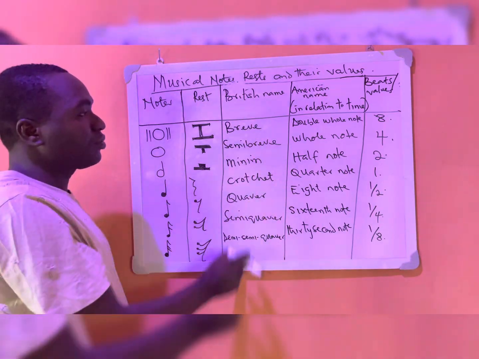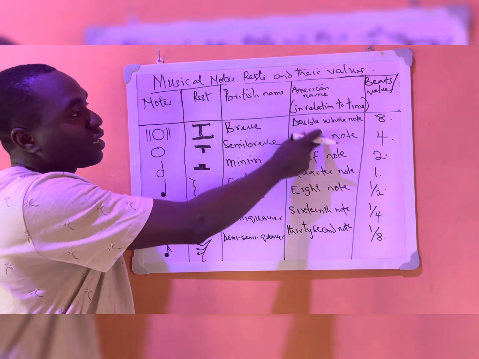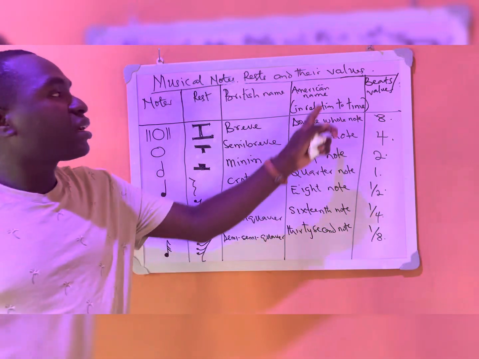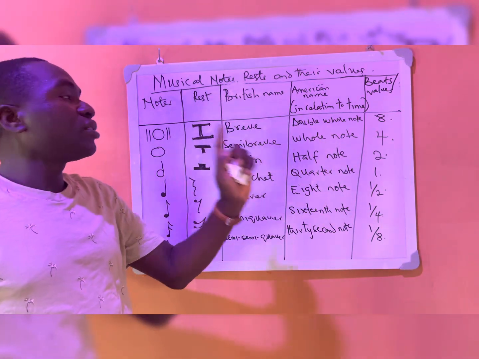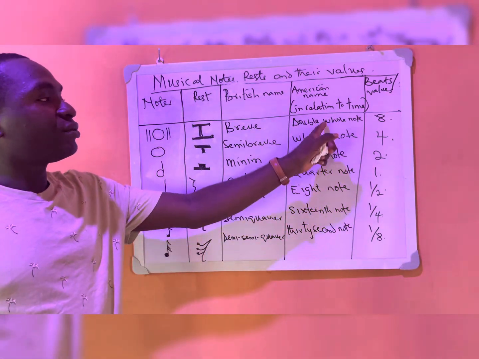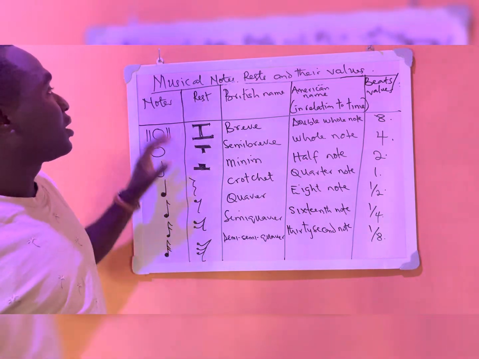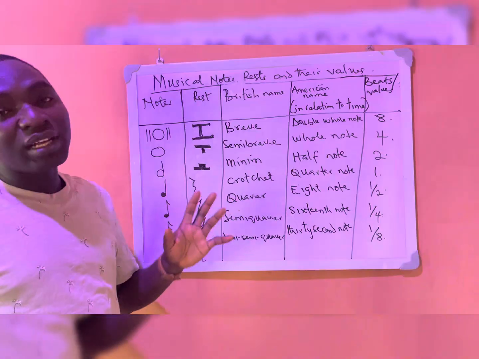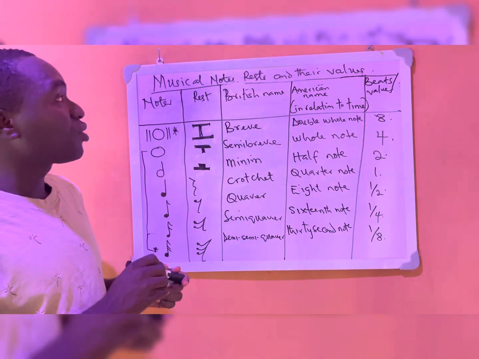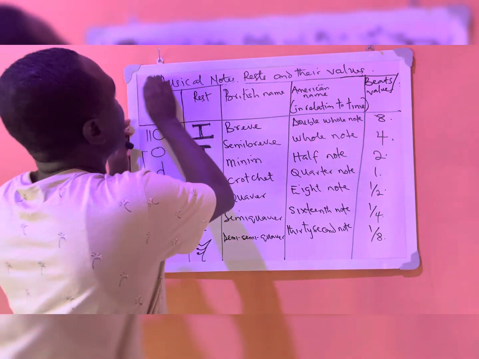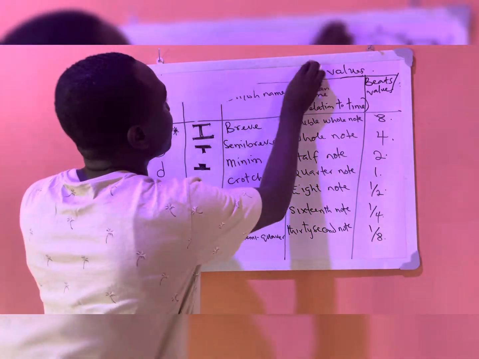So this is the name. We have 2 names, the British name and then the American name. The American name is in relation to time signature. So you're going to get a clearer picture of this name when we get to time signature. So for now, that is about the notes we have in music. We go to what we refer to as the shaped notes.